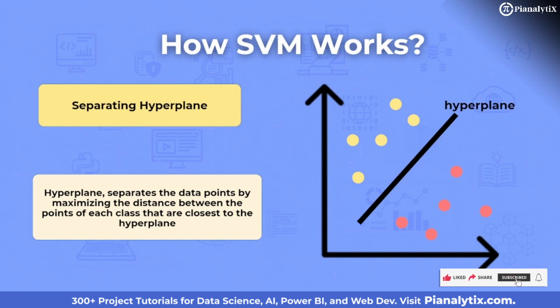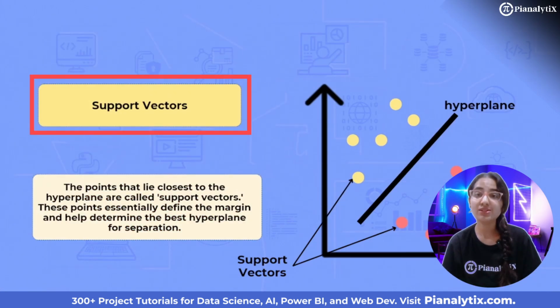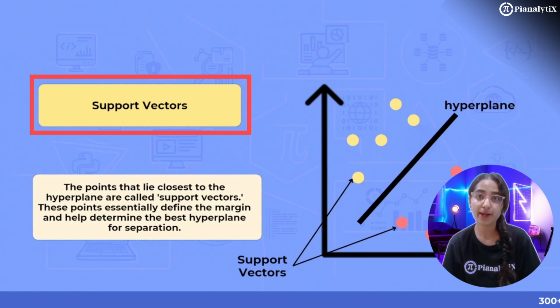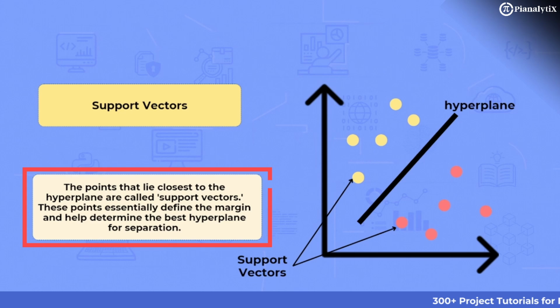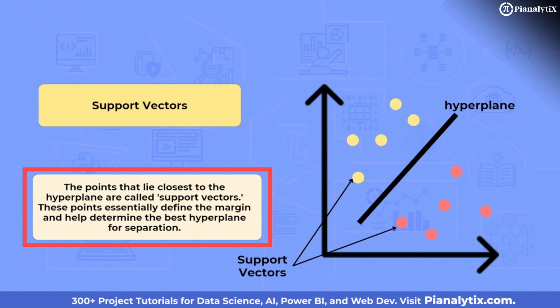Second, support vectors. The points that lie closest to the hyperplane are called support vectors. These points essentially define the margin and help determine the best hyperplane for separation. The idea is that the model's decision boundary relies on only these support vectors, which is why SVM is known for its efficiency with high dimensional data.